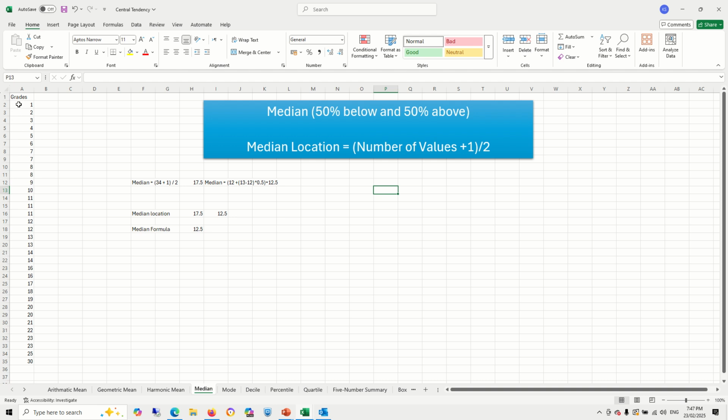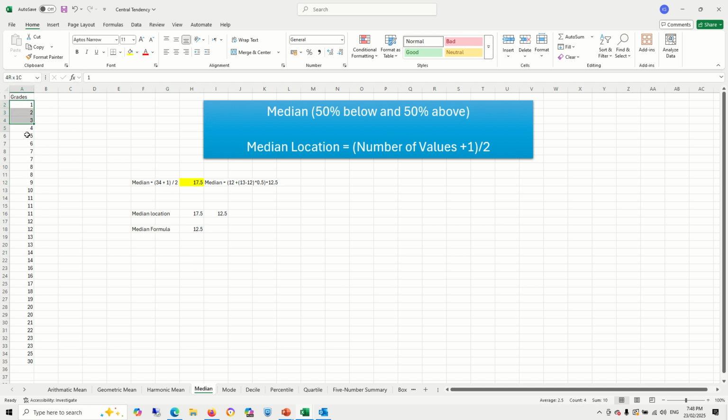As you see, they are already sorted from smallest to largest, so no need to sort them. The median here equals what? 34. If you count these values, look at count here, 34. So to apply the rule to get the location, 34 plus 1 divided by 2 equals 17.5. So what is this 17.5? This is the location of the median.